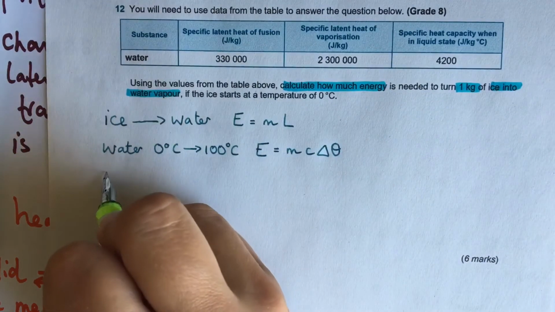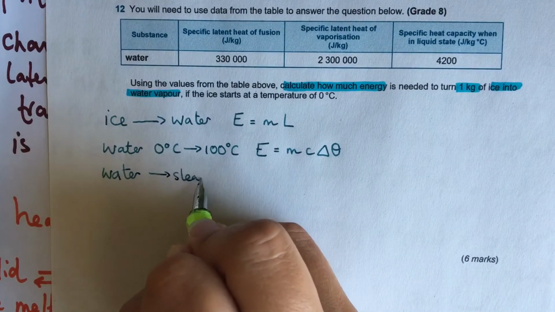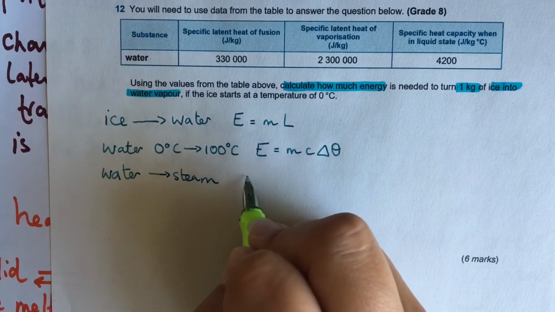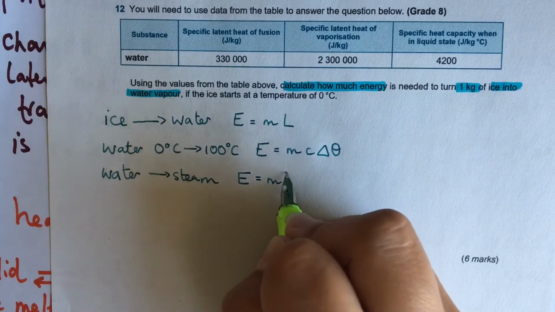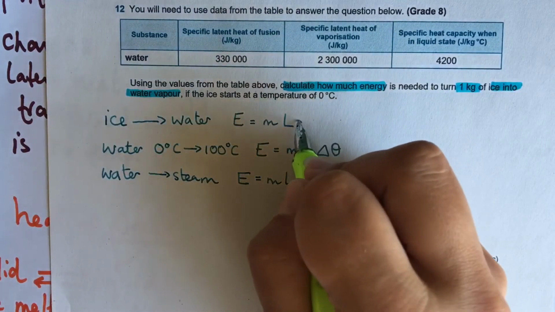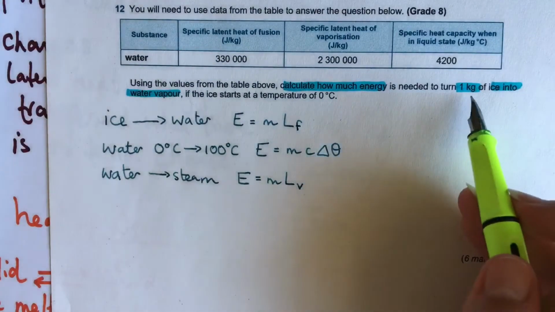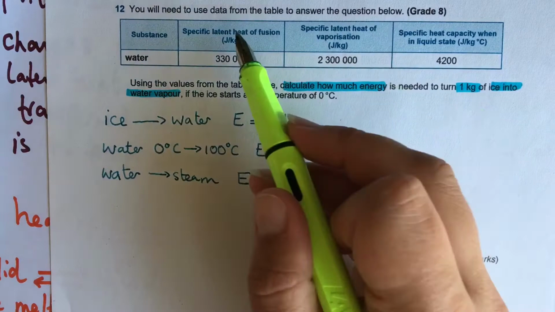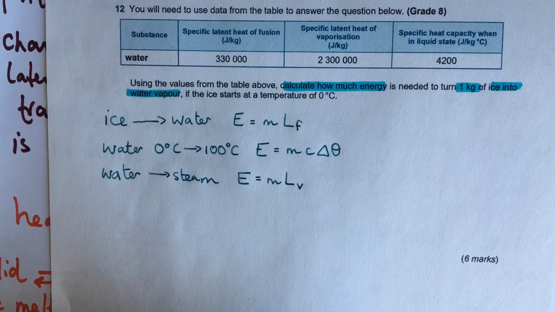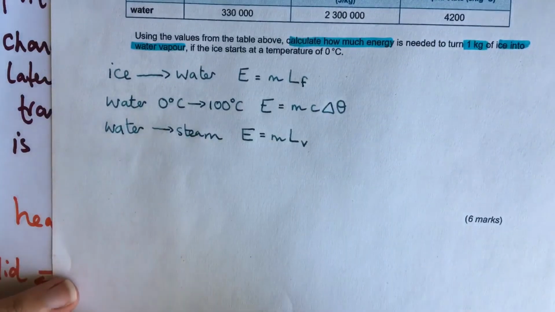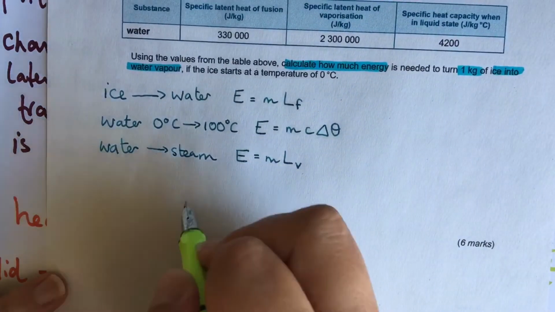And then I need to turn that water into steam or water vapour, for which I'm going to need to do energy equals mass times specific latent heat of vaporization. This is latent heat of fusion. So I can do these three calculations individually because it's all the same mass, it's 1 kilogram of mass. I just need to make sure that I'm really careful about the values that I use for each of these calculations. And I've been given plenty of space at the bottom. So let's just work through this.